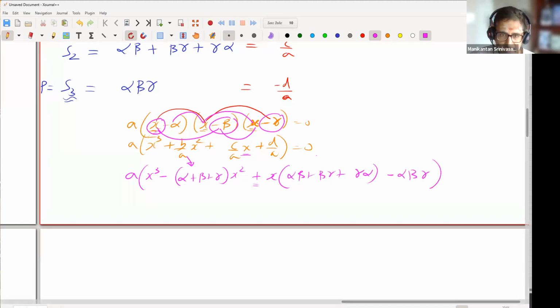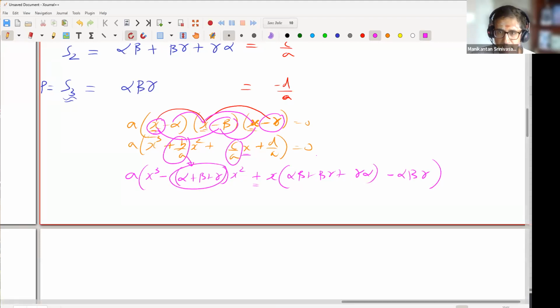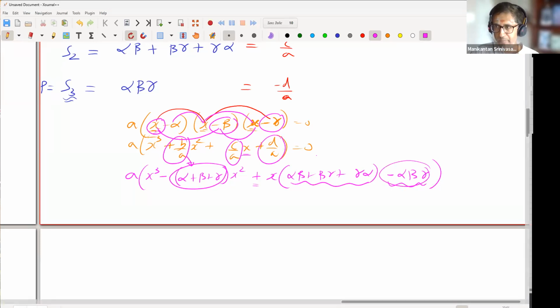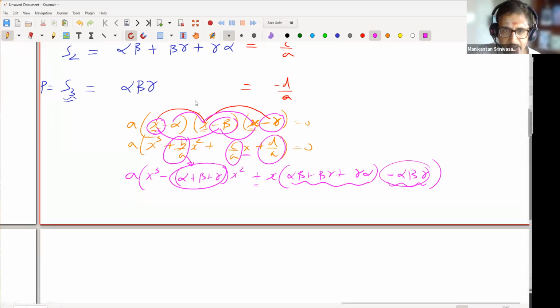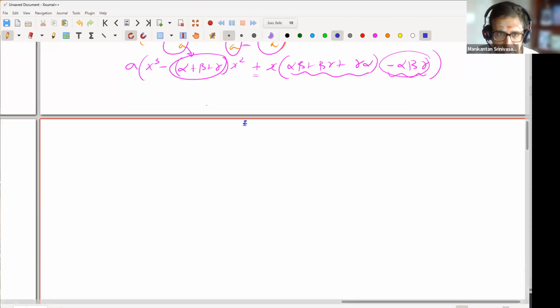Which is why, by comparison, you can say minus b by a is my sum of roots. And taken 2 at a time, the sum of products of roots, alpha beta plus beta gamma plus gamma alpha, becomes c by a. And the product of roots alpha beta gamma is minus d by a, by comparing this with this, right? And you can extend this logic for a 4th order also. So I'll just do a 4th order so that it's clear.